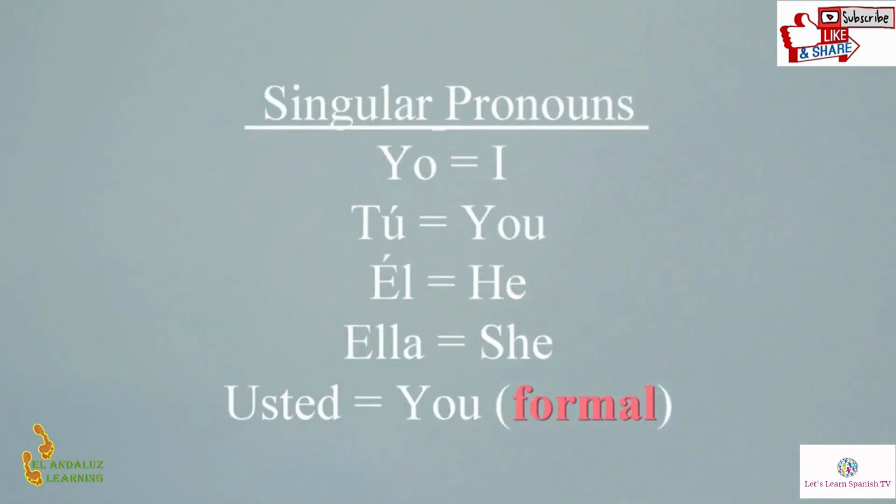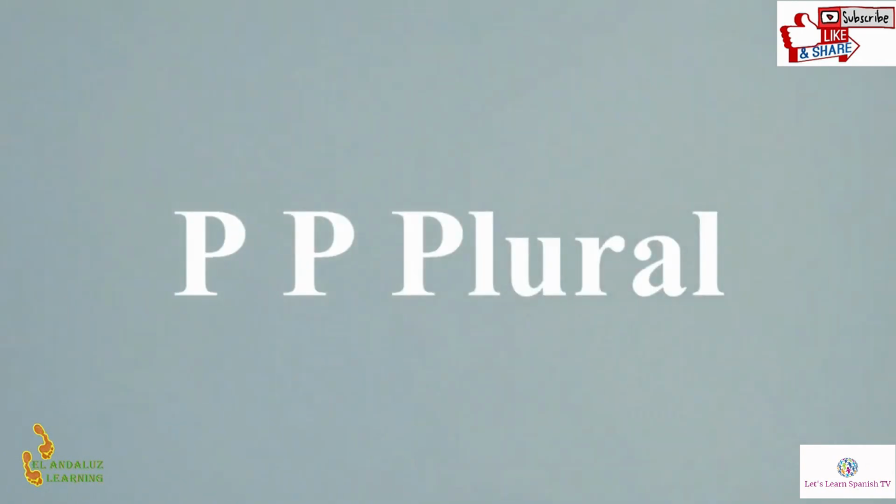Yo, I, tú, you, él, he, ella, she, usted. This we don't have in English, but usted means you formal when you want to address a person of authority, parents, grandparents, etc., or show someone respect. And then we have the plural pronouns. Yes, plural pronouns.